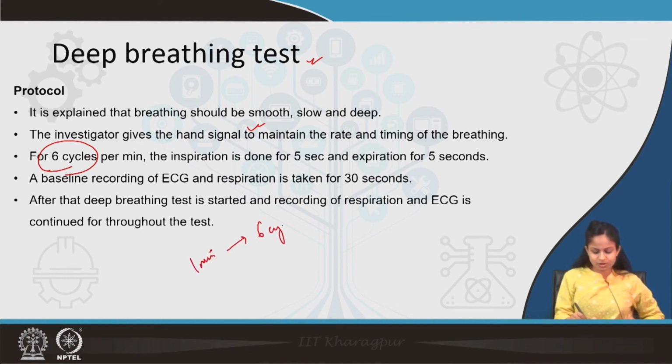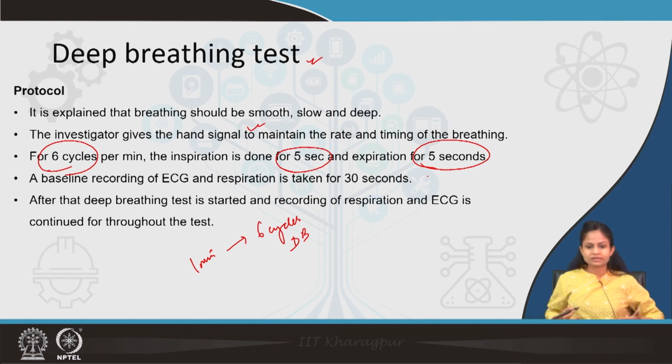the 6 cycles of deep breathing have to be done, and each cycle should consist of an inspiratory phase and an expiratory phase. The inspiratory phase should last for 5 seconds, and the expiratory phase should last for 5 seconds. If you are inspiring deeply for 5 seconds, you have to expire deeply for 5 seconds. That will constitute 1 cycle.